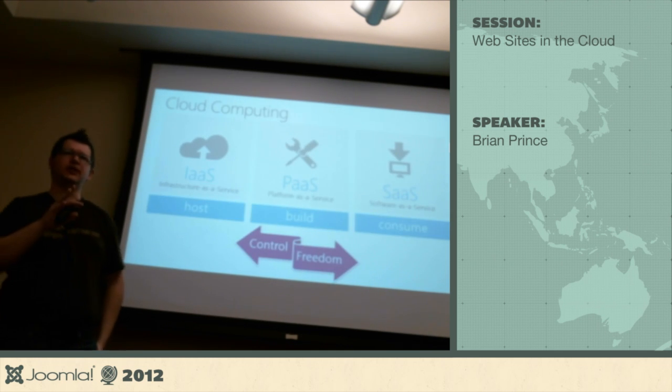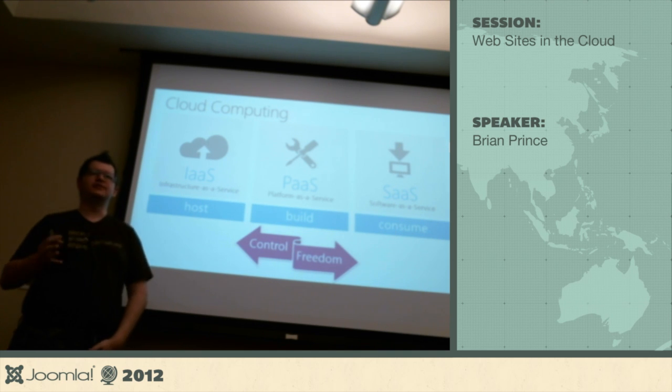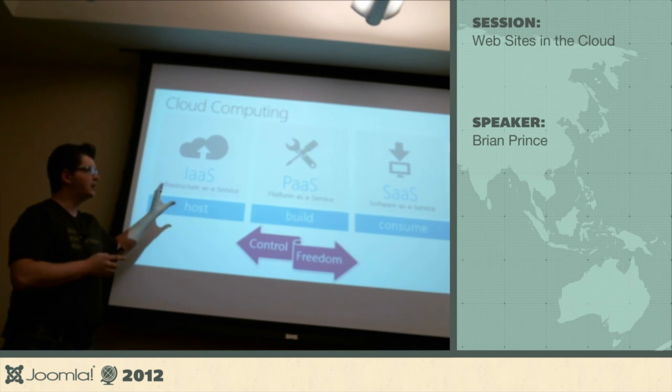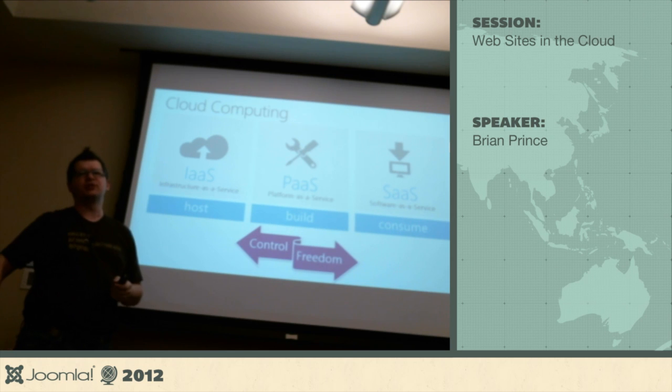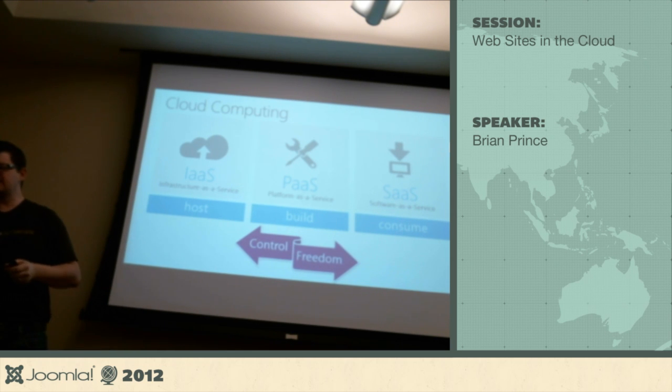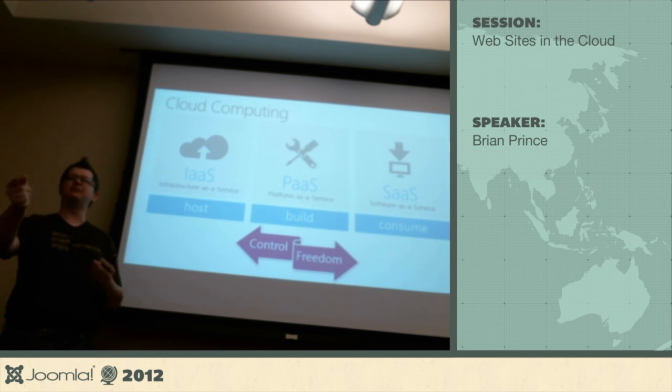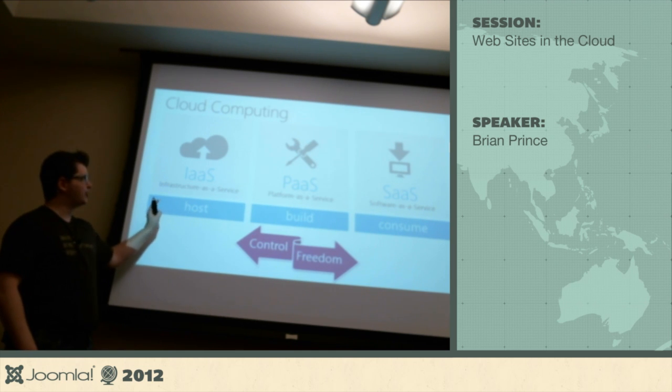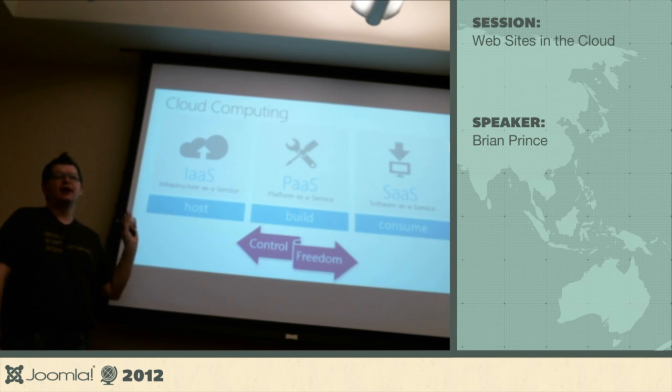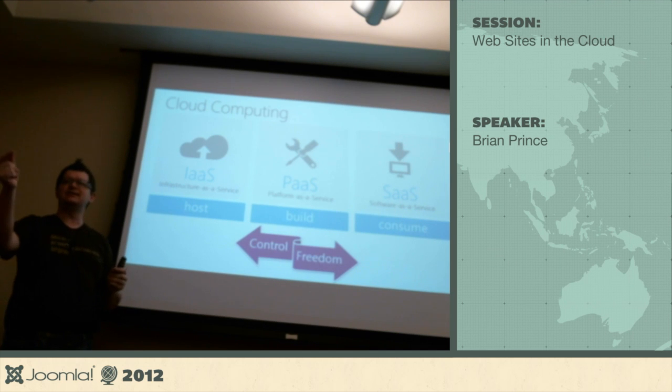There are 3 models to the cloud that you'll often see. IaaS is probably the most common one right now, infrastructure as a service. That means I need a server, and they're going to give me a server, and I have complete control over that server. So, as we know, with great control comes great responsibility. And if I say, boom, I need 10 servers, now I have 10 servers to manage.